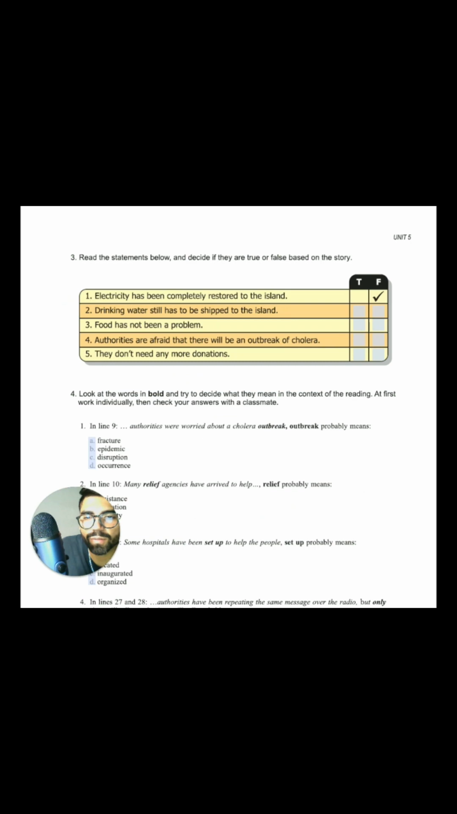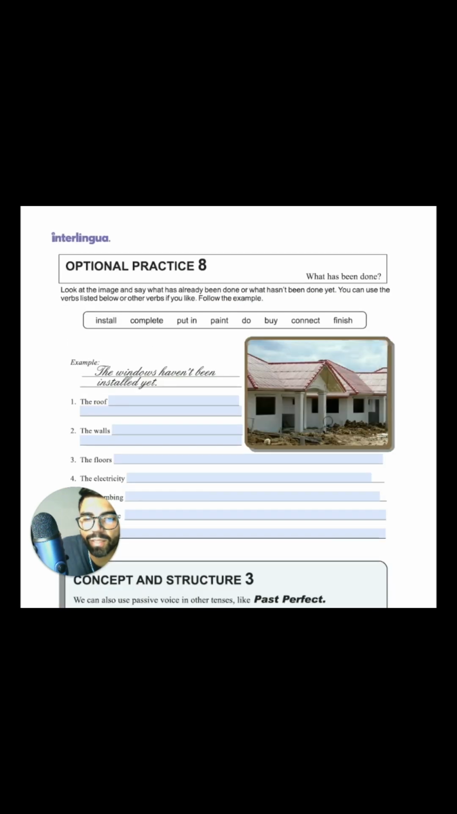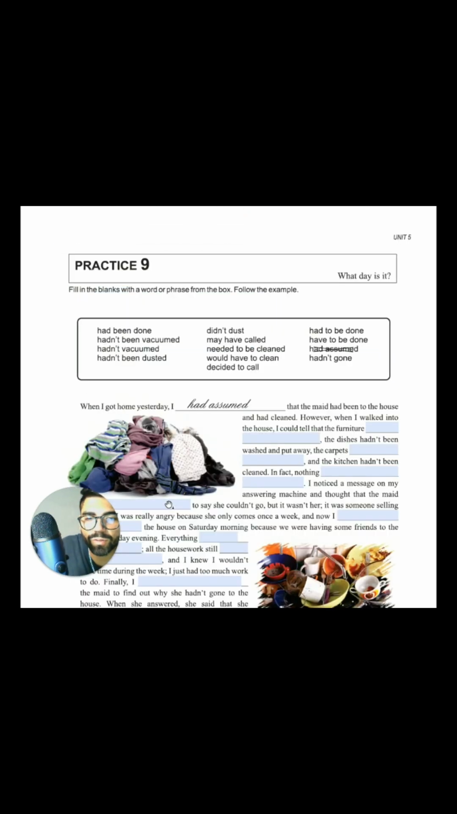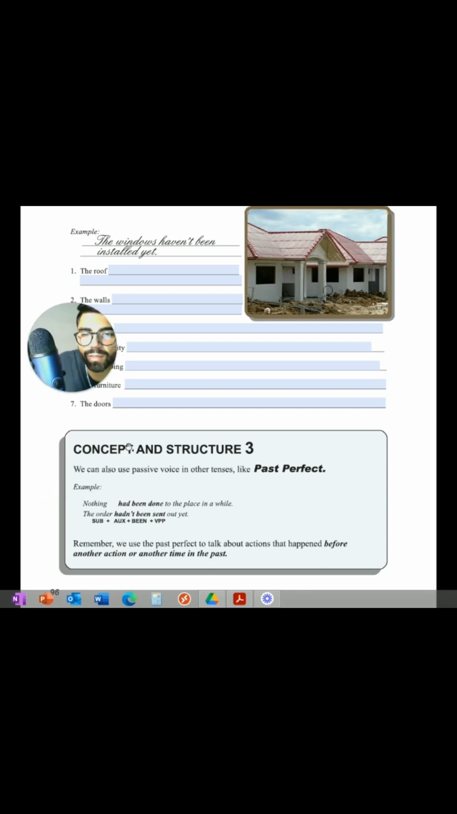Okay, perfect. We have here practice number 5, practice number 7, practice number 8, and we have here some important grammar concept and structure number 3. We can also use passive voice in other tenses like past perfect. For example: nothing had been done to the place in a while. The order hadn't been sent out yet.